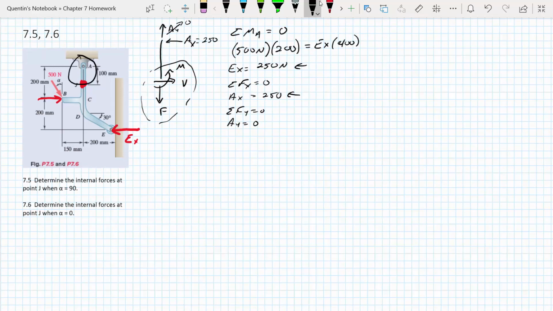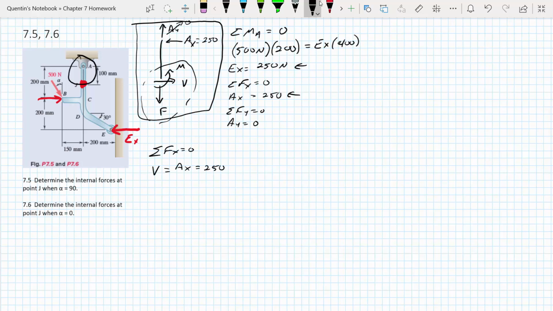Okay, so now let's do the problem. Now that was setting it up, so we had the information. Now let's focus on this one. I'm going to say my sum of forces in X equals 0. So what does that mean? That means that V is equal to AX, which is equal to 250 in that direction. My sum of forces in Y equals 0 is going to tell me that F is equal to 0, so no axial force, fair enough.